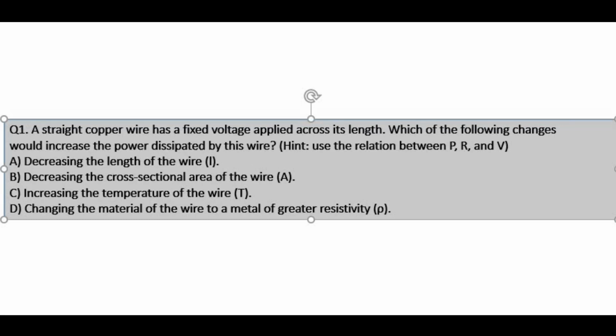A straight copper wire has a fixed voltage applied across its length. Which of the following changes would increase the power dissipated by this wire? Hint: consider the relation between P, R, and V.